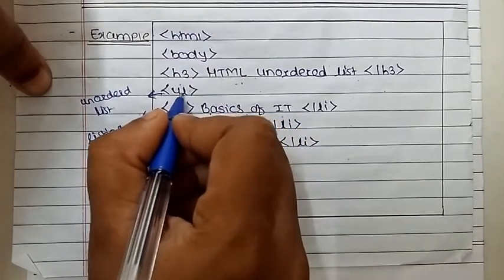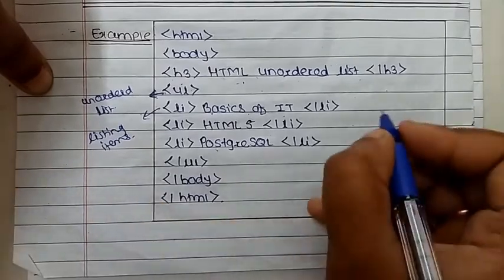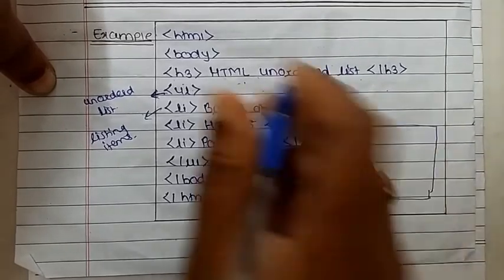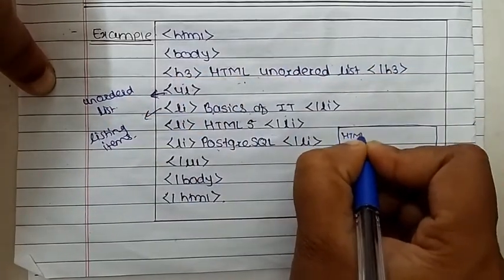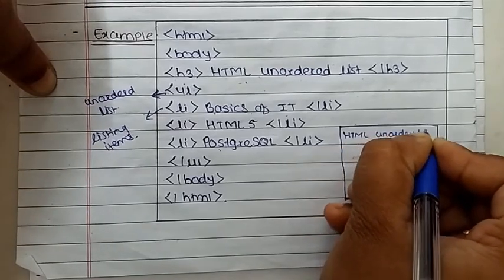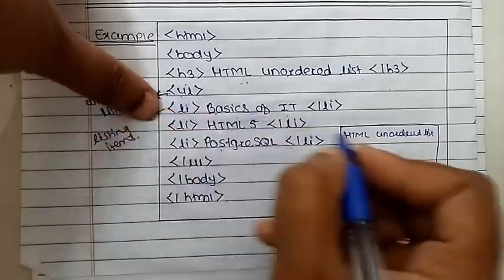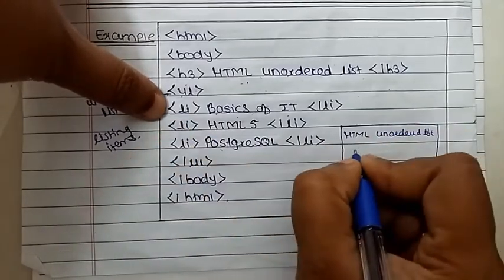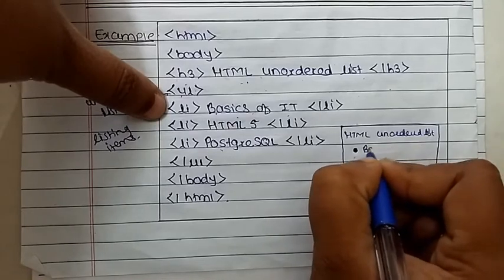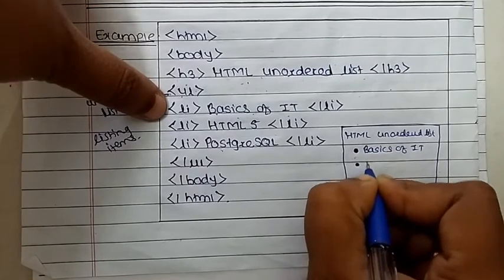So this is the UL. While printing this, what is the output? Suppose I want to write the output here. First of all, print this message, that is HTML unordered list. And next is Basics of IT, in the UL. So by default the type is disc, which means we show a filled circle and then print the message Basics of IT. Then next HTML5.